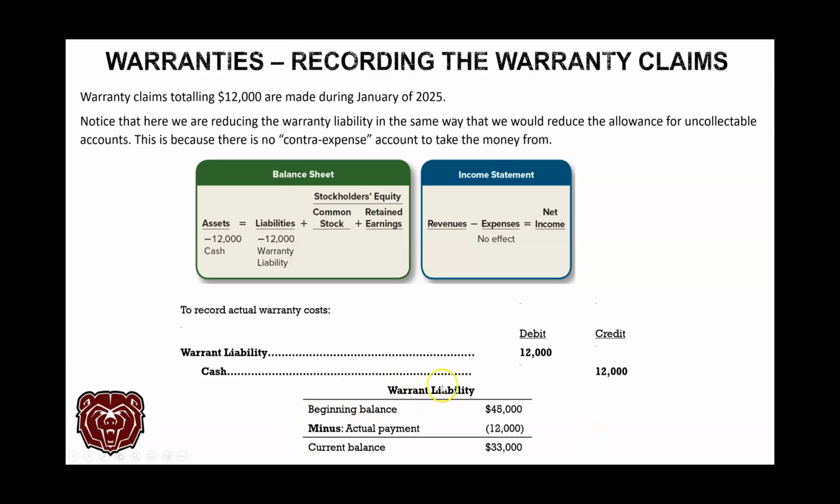This is the way you would typically see it presented in your balance sheet. You would have a beginning balance in your warranty liability, less any actual payments you made right here. And that's going to give you a current balance in your warranty liability account.